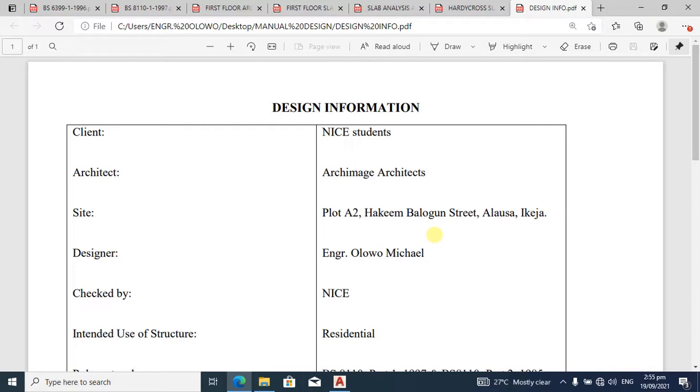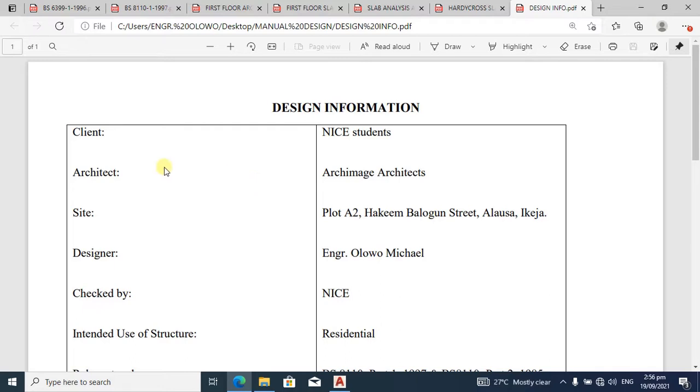You are welcome to the manual design training. In this class, we are going to consider the design of slab analysis and design. Before we go into the design, I want us to have a look at the design information.